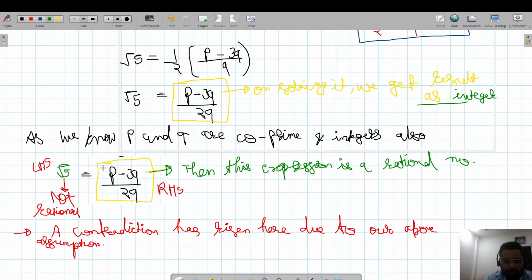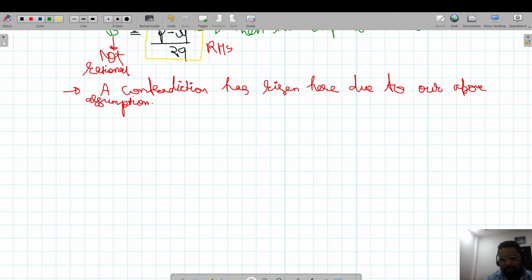So this right hand side is an integer, but this left hand side, as we know, is an irrational number, not a rational. An irrational number cannot be equal to a rational number. So this is the contradiction: LHS cannot equal RHS. So due to our wrong assumption, we can conclude the following.